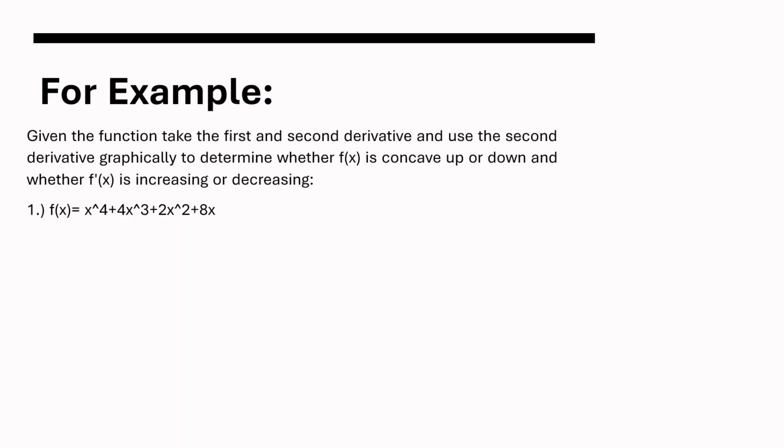So we are now on to our final example of this lesson. Given the function, we're going to take the first and the second derivative and use the second derivative graphically to determine whether f of x is concave up or down and whether f prime x is increasing or decreasing. So this is going to incorporate everything we've done. I'll give you guys a minute to take the first and second derivative down, and then I'll go over it graphically.